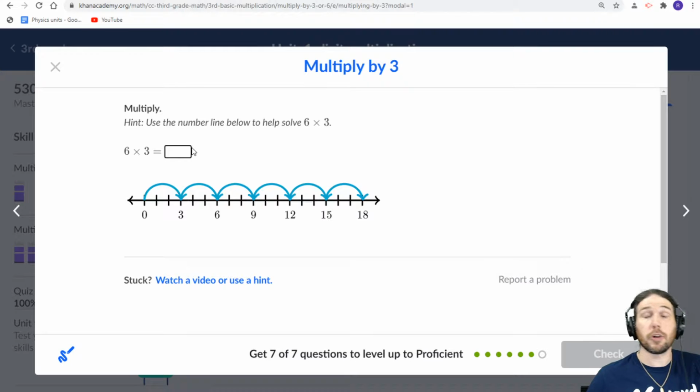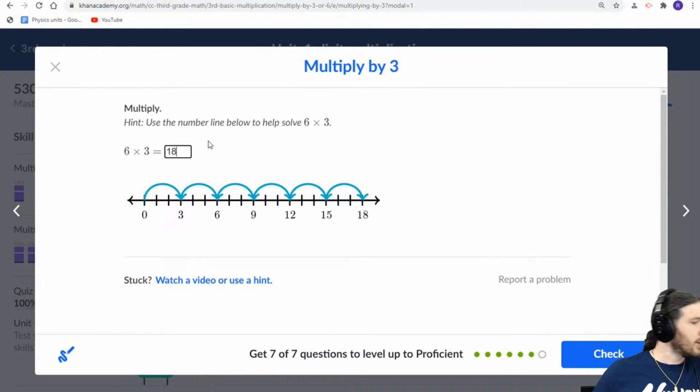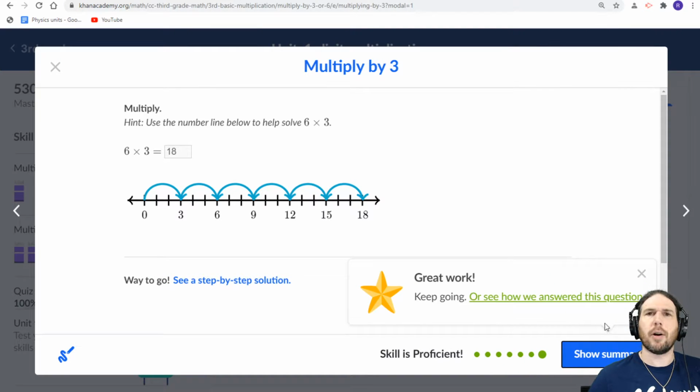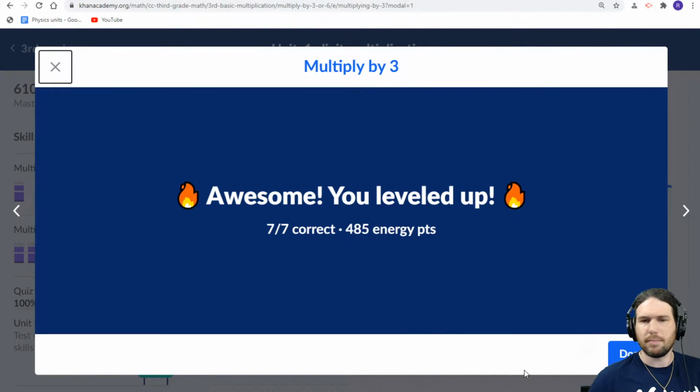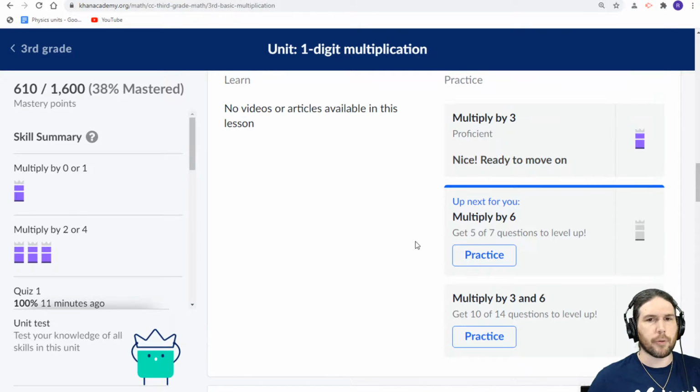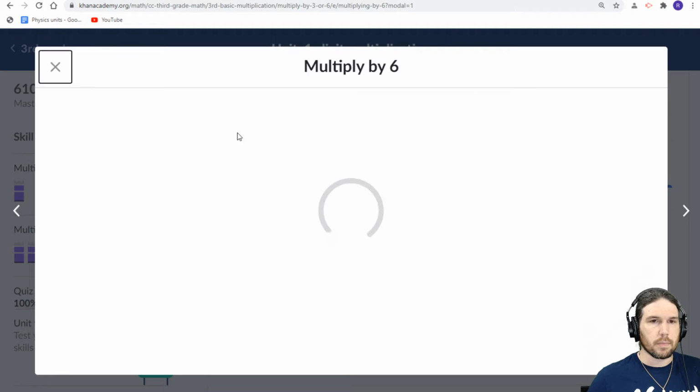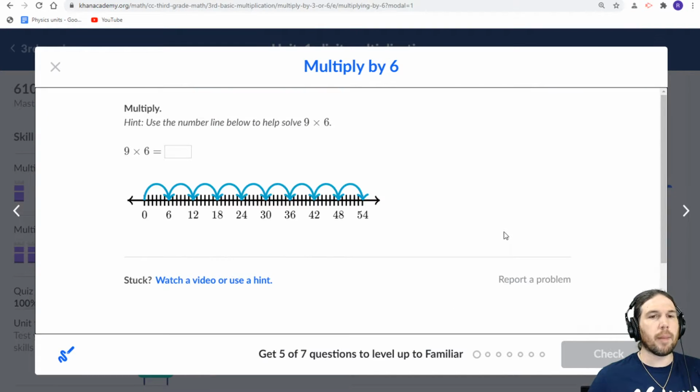Who says that you don't learn useful things in elementary school math? 6 times 3 is 18. We're talking about cookie maintenance here. That's multiplying by 3. Now we multiply by 6.